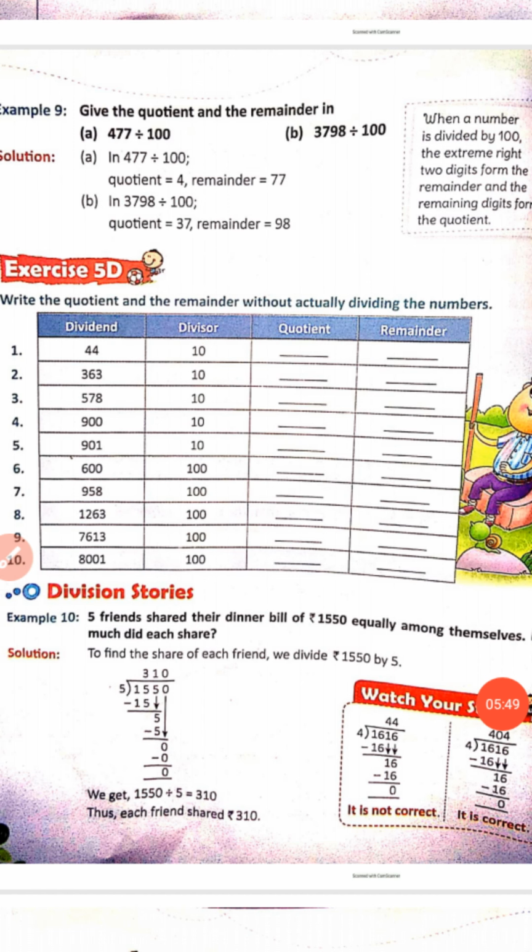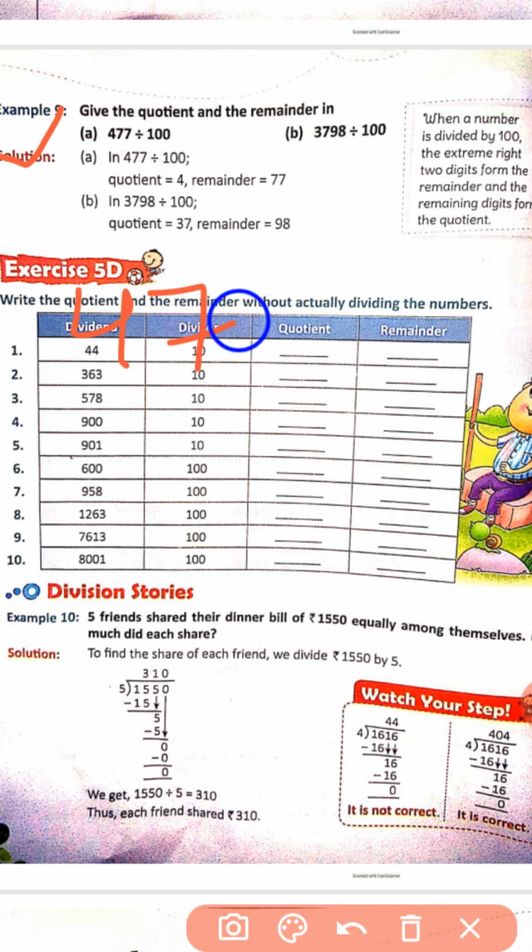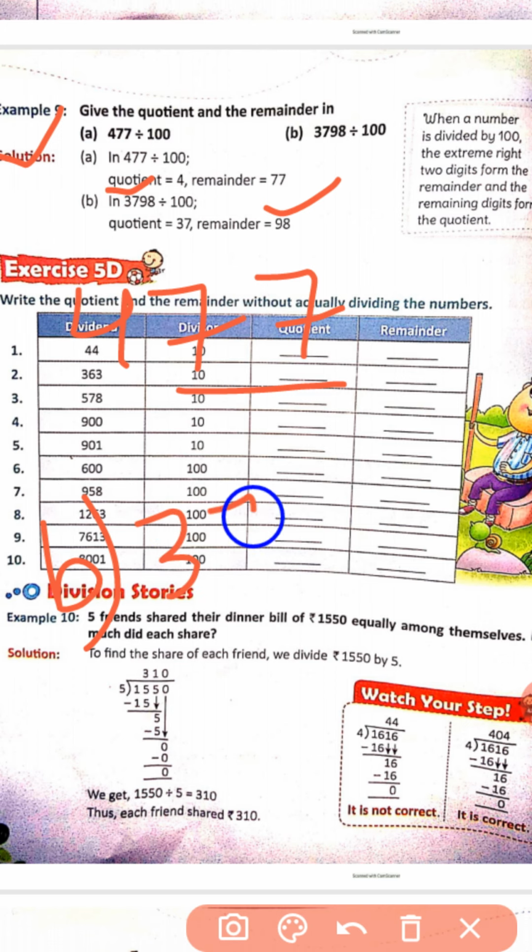Let us see some more examples. We have to divide 477 by 100. See here, in 477 divided by 100, the ones and tens digits will be the remainder and the remaining digit will be the quotient. Next, we have to divide 3798 by 100. In this, the ones and tens digits will be the remainder and the remaining digits will be the quotient, which is 37.